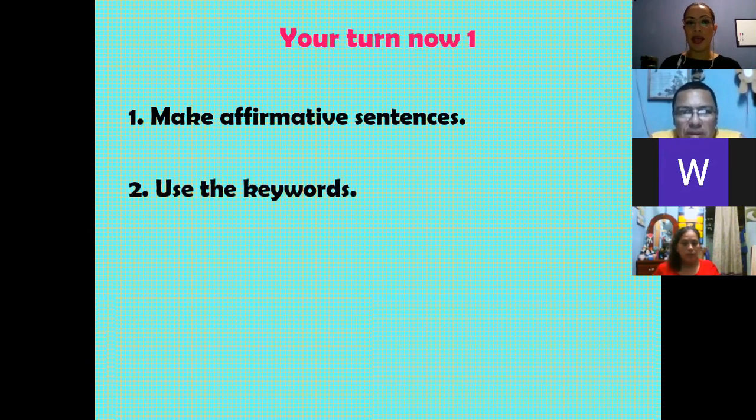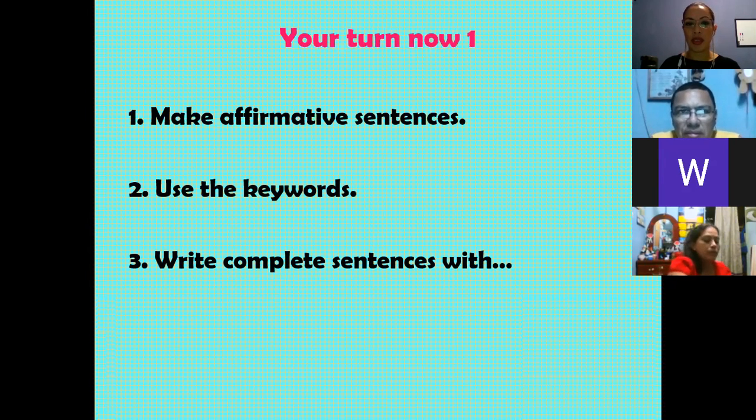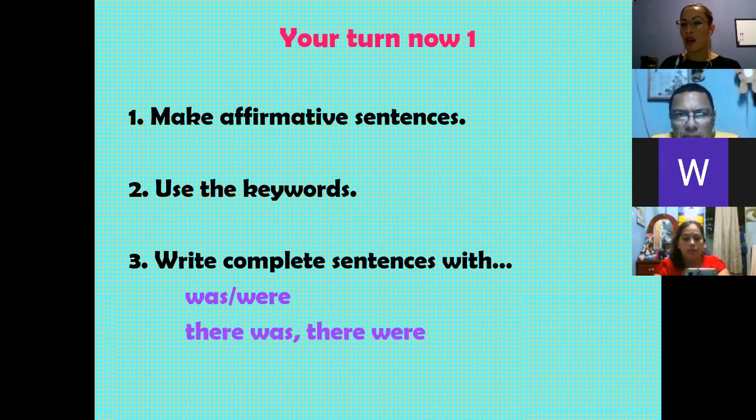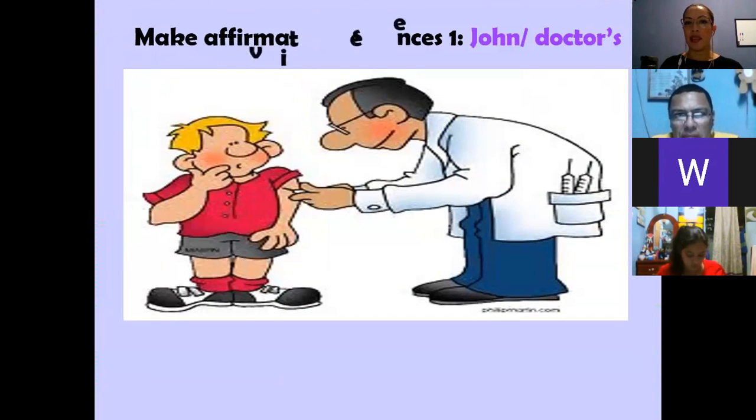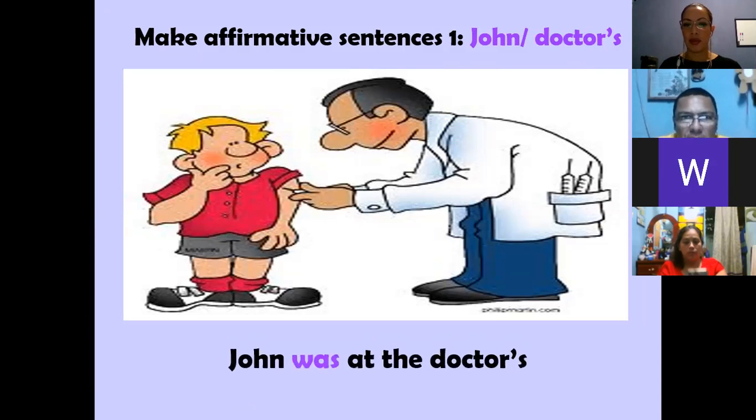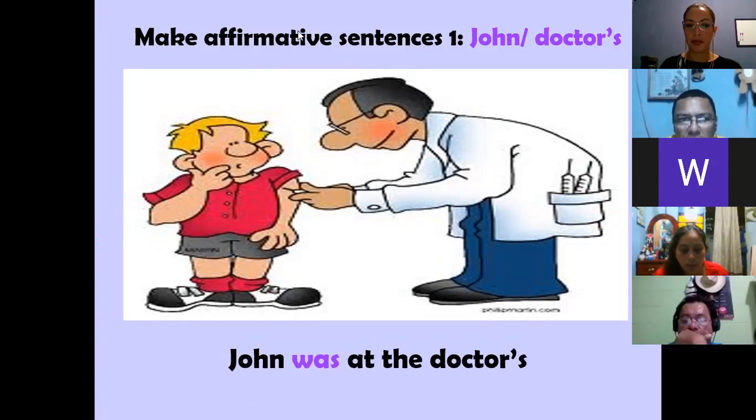Now, let's make affirmative statements using the keywords and write complete sentences with was and were. There was y there were. Okay. Make affirmative statement here. John and the doctors. For example, John was at the doctor's. I'm going to open up the room so you can participate.